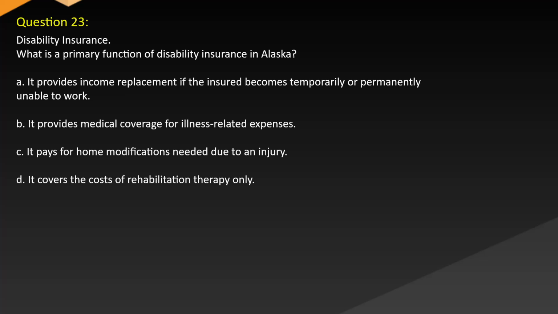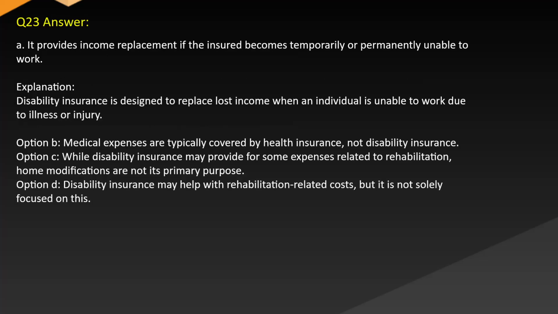Question 23. Disability insurance. What is a primary function of disability insurance in Alaska? A. It provides income replacement if the insured becomes temporarily or permanently unable to work. B. It provides medical coverage for illness-related expenses. C. It pays for home modifications needed due to an injury. D. It covers the costs of rehabilitation therapy only. Answer: A. It provides income replacement if the insured becomes temporarily or permanently unable to work. Explanation: Disability insurance is designed to replace lost income when an individual is unable to work due to illness or injury.